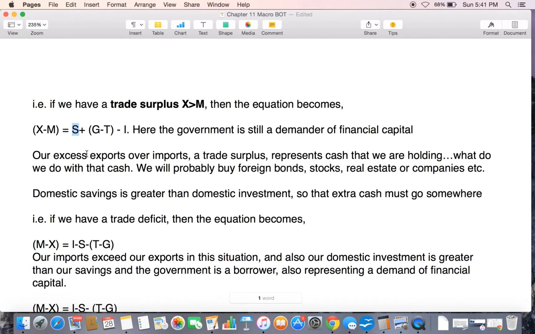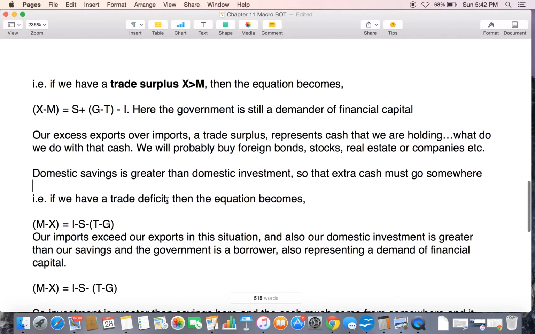And this excess exports over imports, or a trade surplus, represents the cash that we are holding and we have in excess. So we will probably buy foreign bonds, foreign stocks, foreign real estate, or foreign companies. Here, the domestic savings is greater than domestic investment. So remember, that cash must go somewhere, and it's probably going to go outside of the country in the form of financial capital investment.